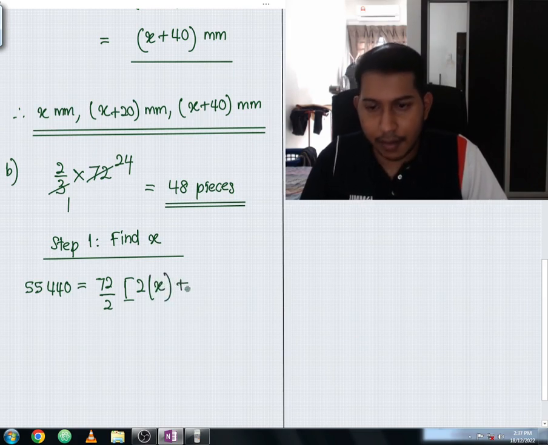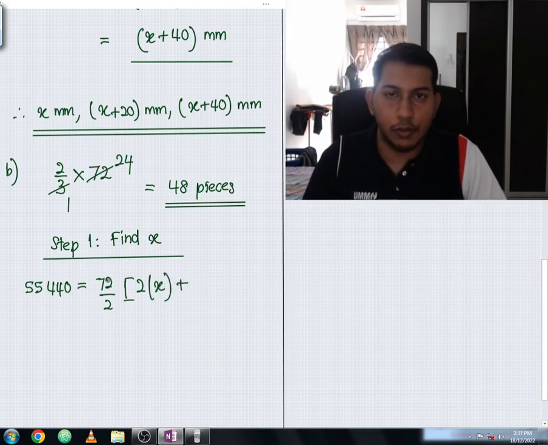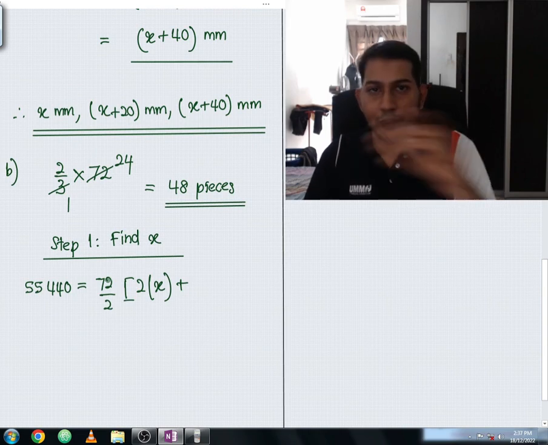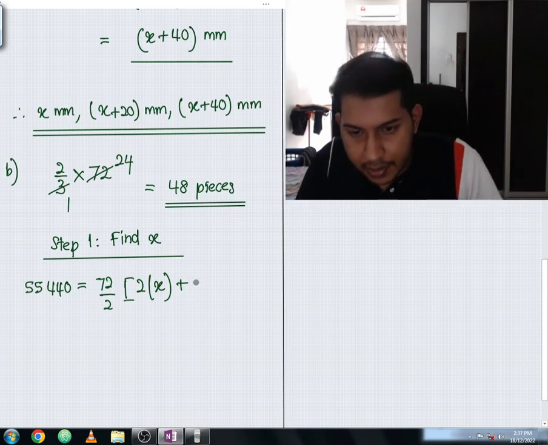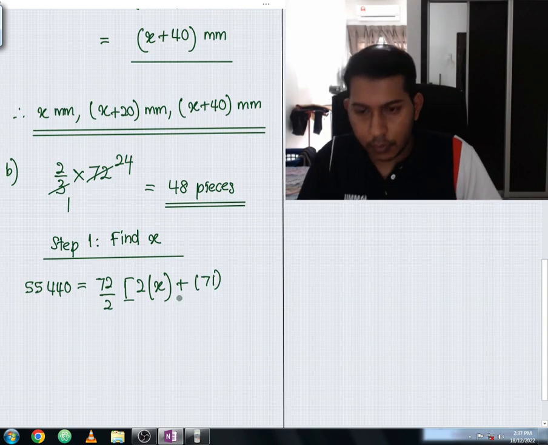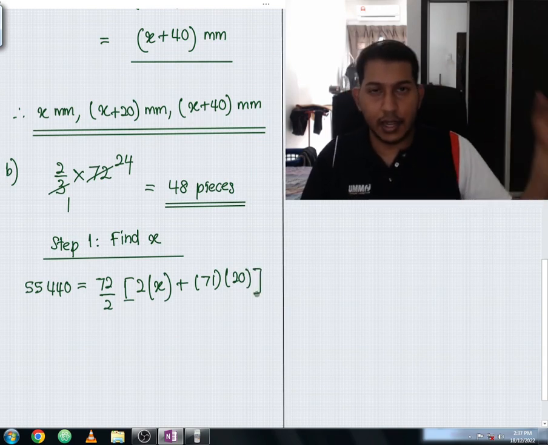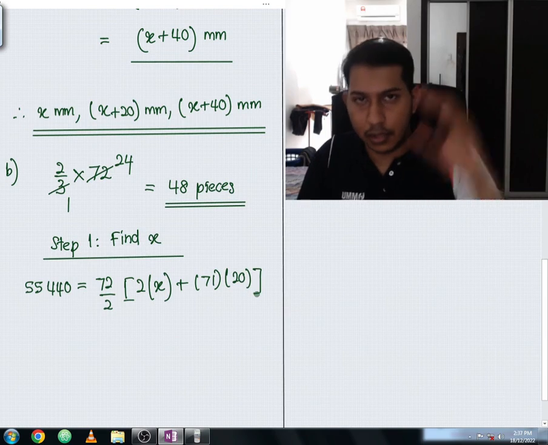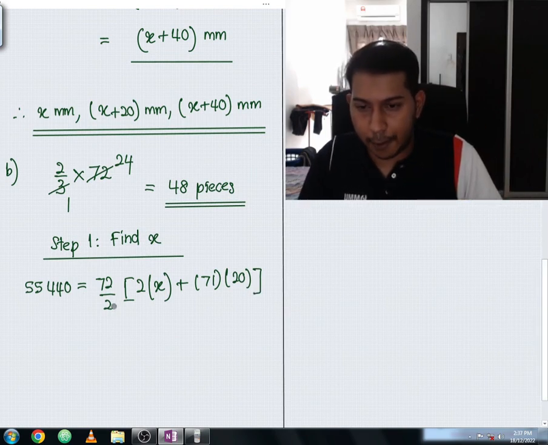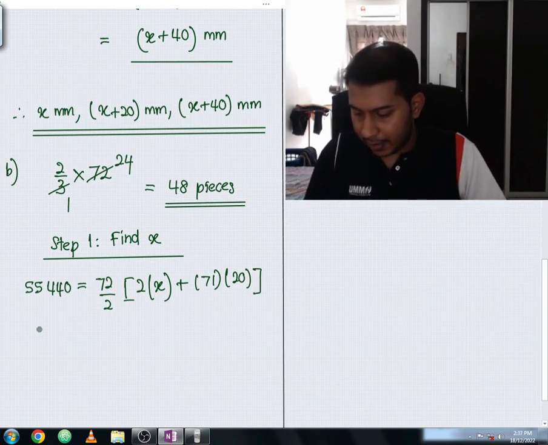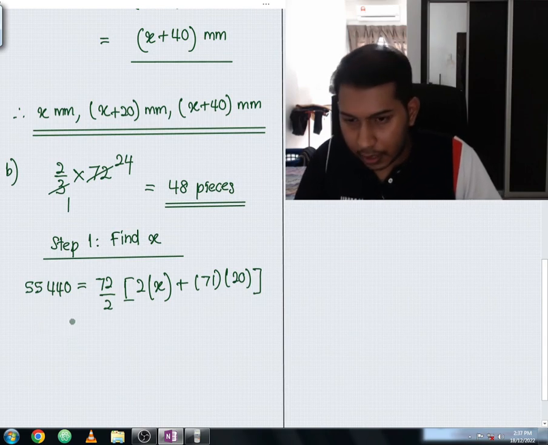Plus n minus 1. We know n is 72, so n minus 1 is 72 minus 1, which is 71, and then times the common difference. The common difference is 20 mm. In the question they have mentioned that every length is subsequently increased by 20 mm. So that is how things go. Let us proceed with our calculation.